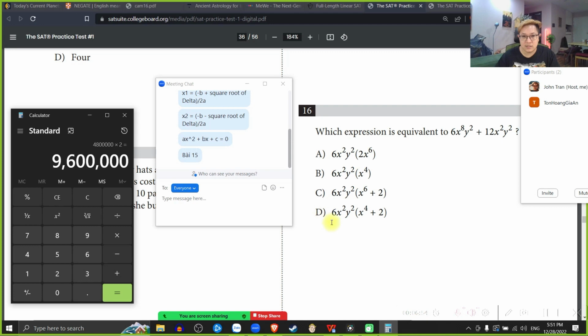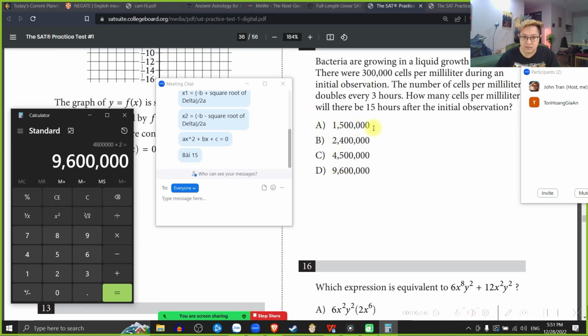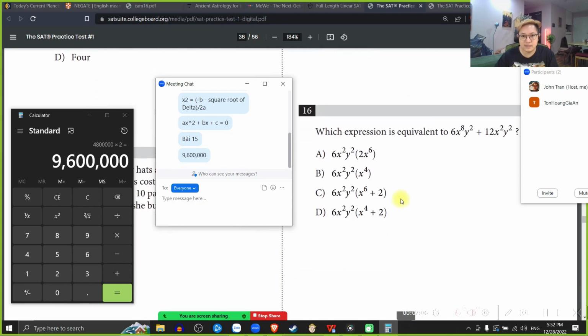Be careful, okay? Cái câu này cái 7 mà chọn câu A là chết á. If you choose A, it's wrong. It's just 9,600,000. Okay, let's try 16 now.